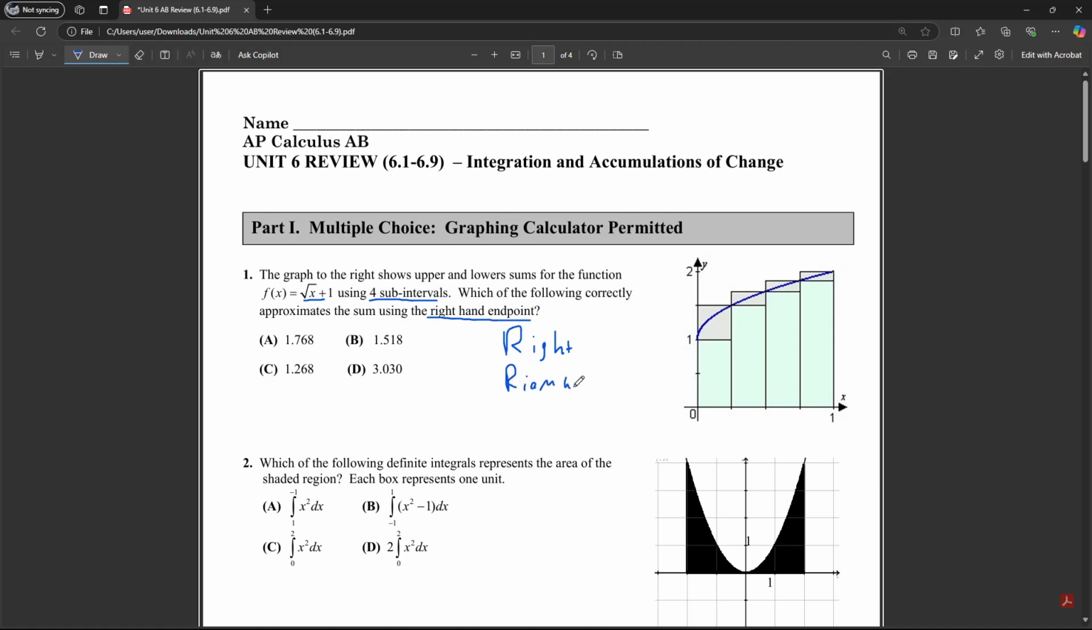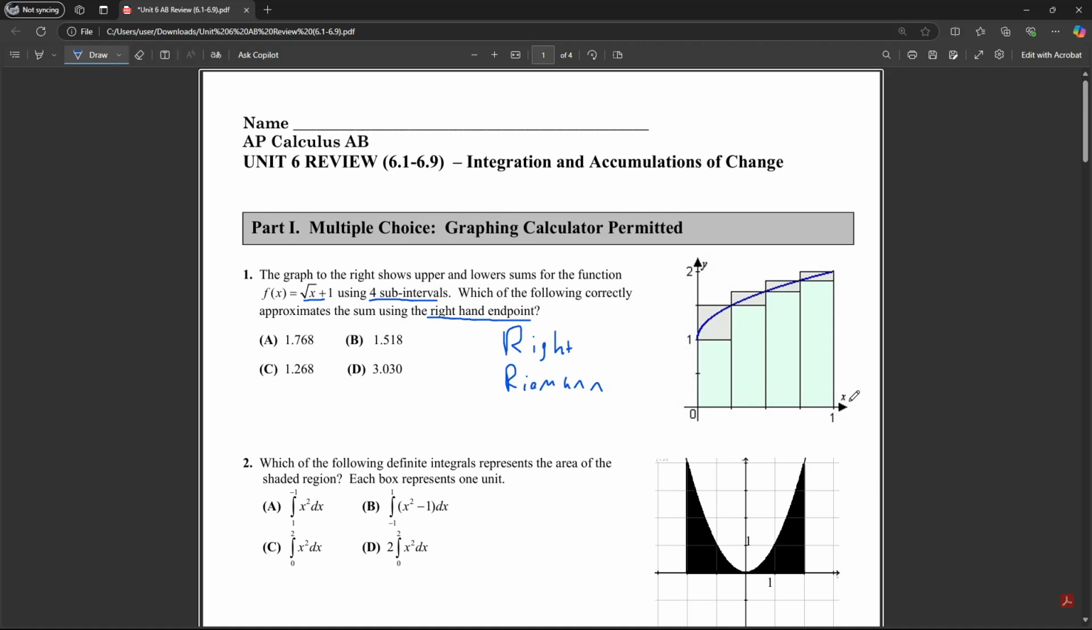So it does say that graphing calculator is permitted, so I'm just going to get my calculator and do that. And if you don't know how to do that, you should have a program installed already for this. But if you don't, I don't know what to do for that.